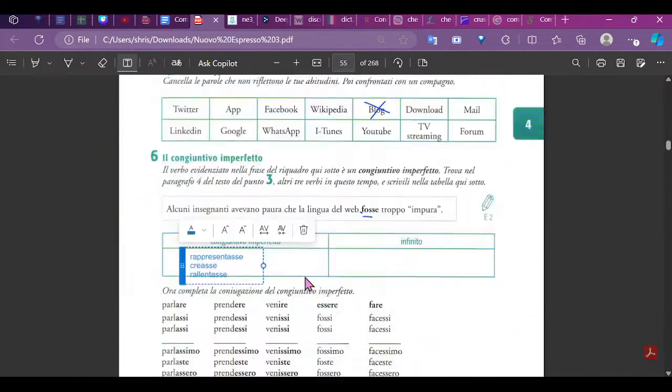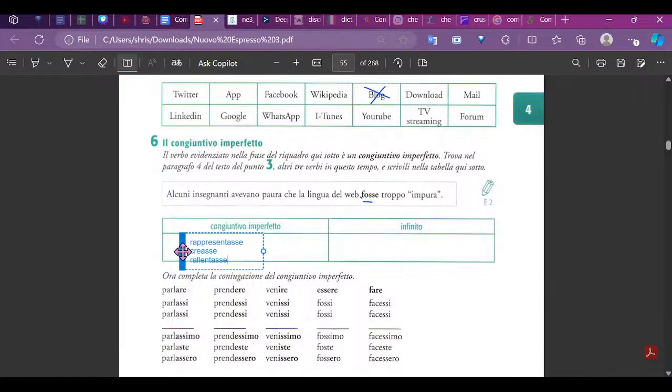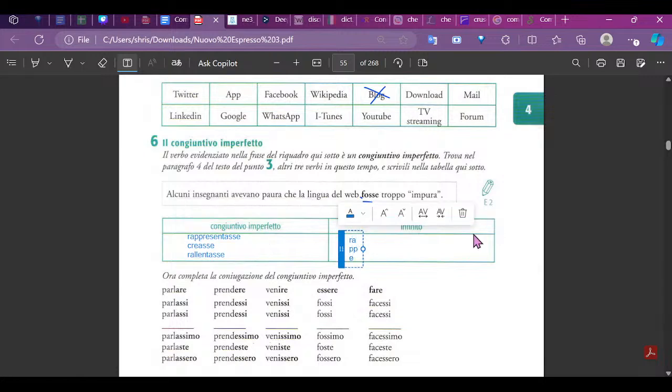Perfect. Okay, so now what do I do? Scrivi qui sotto. Okay, so I think this is showing you how it's made. Oops, I cannot use tab here. Oh, okay, never mind. Infinito would then be rappresenta, crea, oops, rallenta. Oh my god, this is so cool.